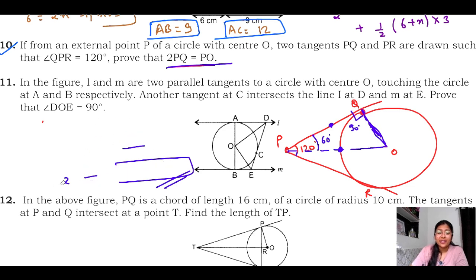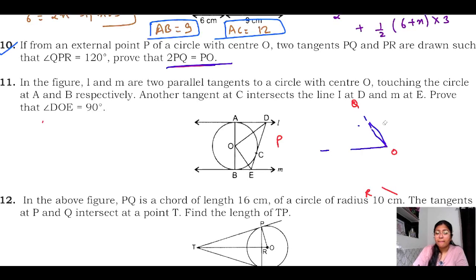See question number 11. Try to solve question number 11. In the given figure, L and M are parallel lines. So the sum of their co-interior angles is 180 degrees, yes or no? We also join the point of contact to the radius. Now see the proof. We need to prove that angle DOE is equal to 90 degrees.